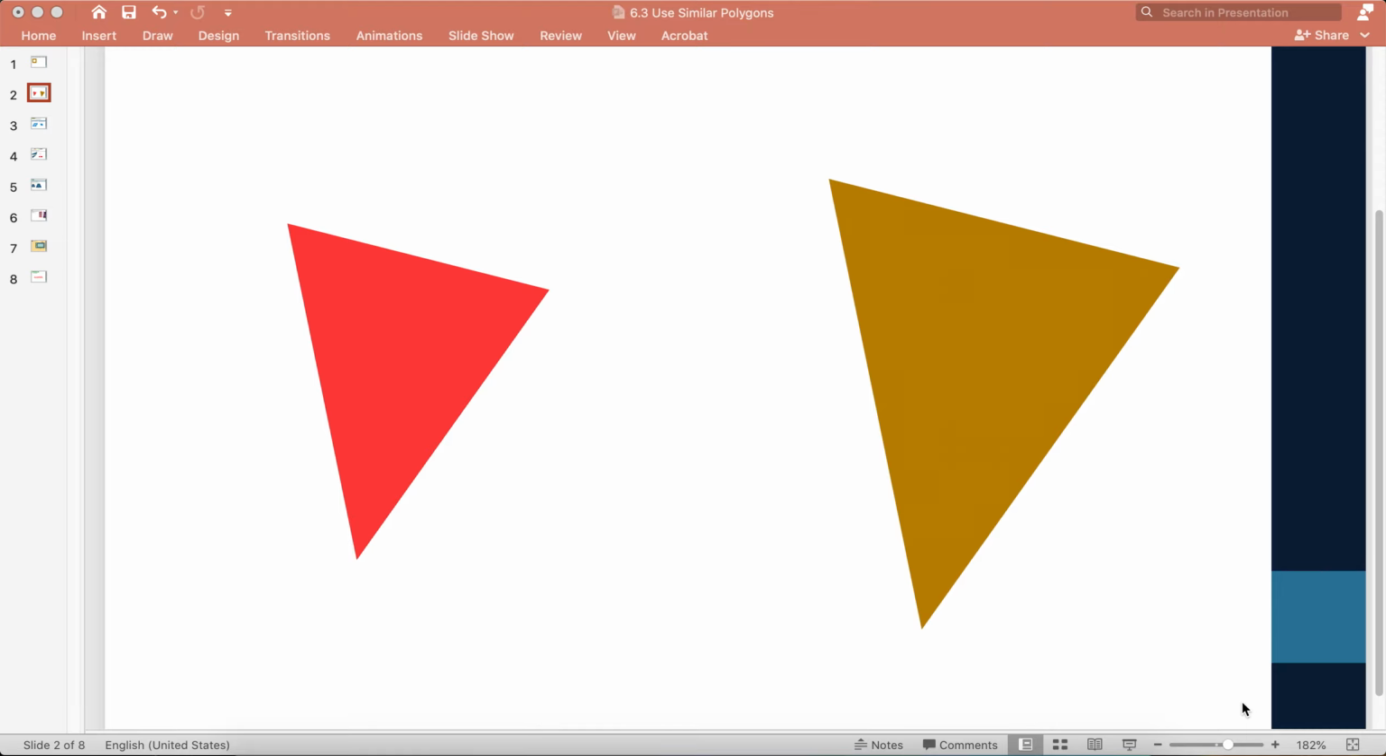Hi folks, thanks for joining me in this honors geometry video for section 6.3, which is using similar polygons. I want to start off this section by talking about the notion of similarity in terms of how it compares to congruence. So if I were to ask you, is this red triangle congruent to this golden one?